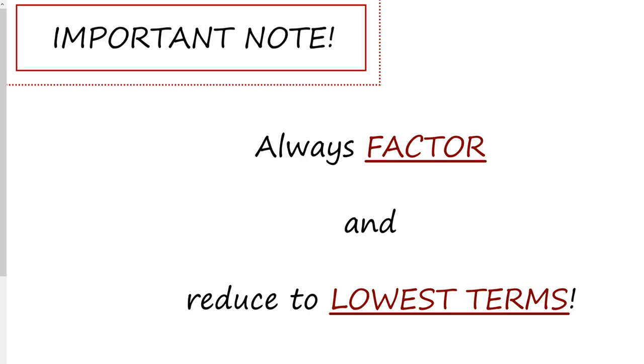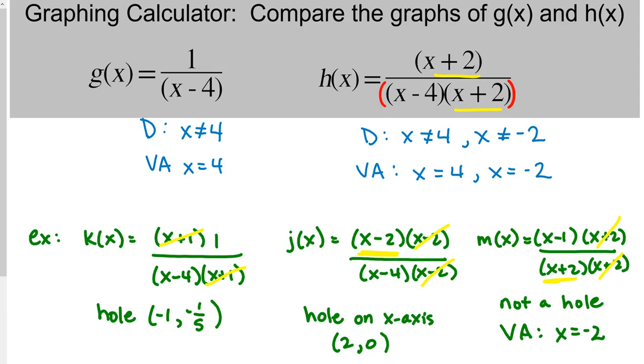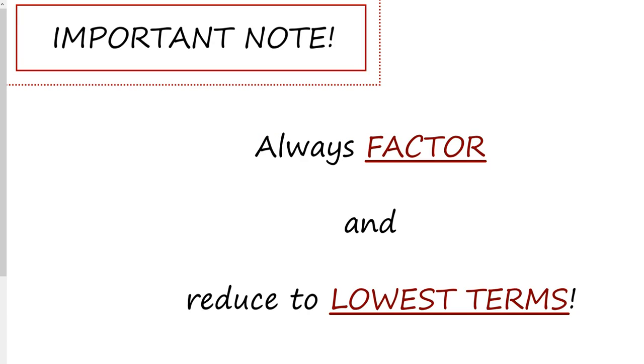So the next thing, I wanted to make a note. You notice how all of the examples I gave you were factored. These general examples are factored, and all the examples I gave you previously were factored. So if you get your problem and it's not factored, always factor it first and then reduce it. Reducing it is going to help you determine if you have any holes or not. And once it's reduced, then you can go through and find the x-intercept, the y-intercept, and all the other things, and it will be much simpler with the reduced form.